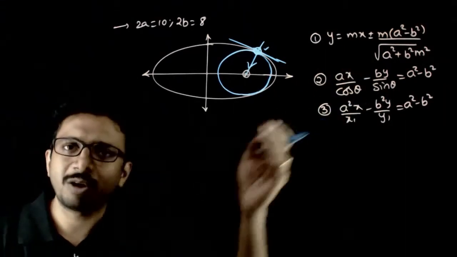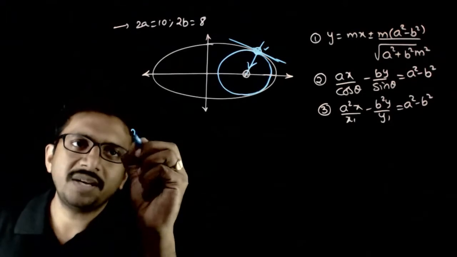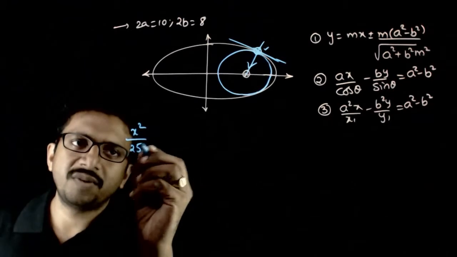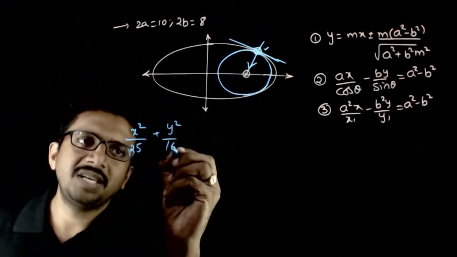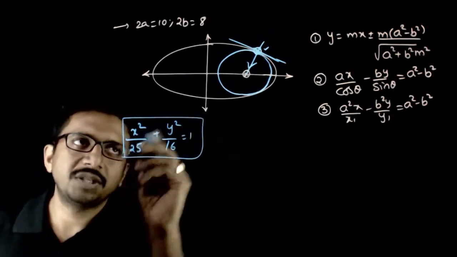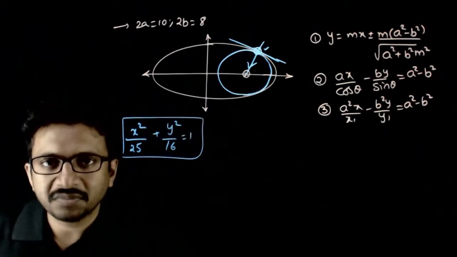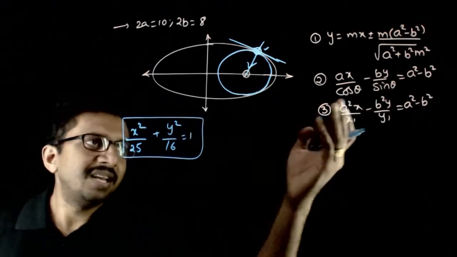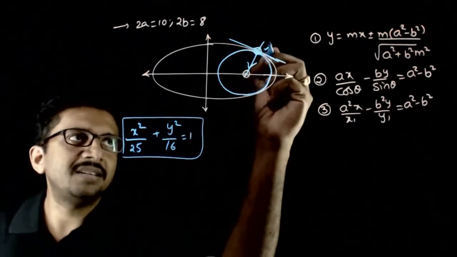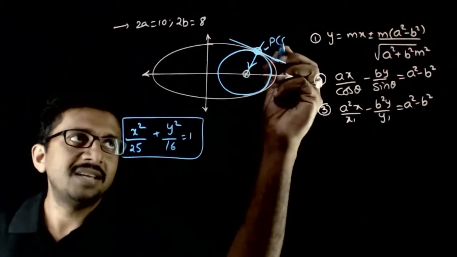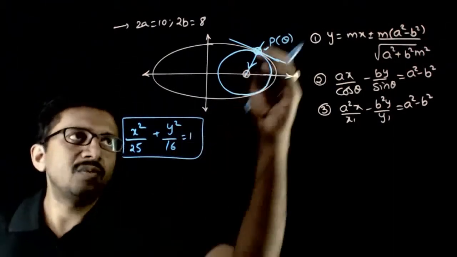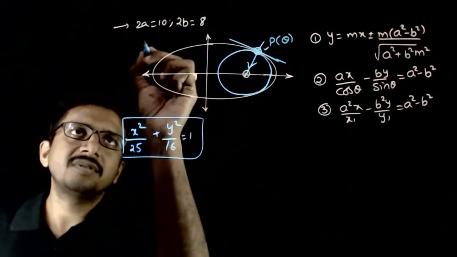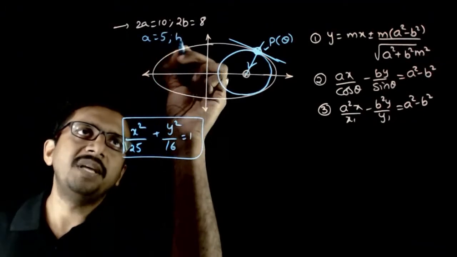These are the different forms of normals to the ellipse x square by a square plus y square by b square equals 1. So a is equal to 5 and b is equal to 4. So x square by 25 plus y square by 16 is equal to 1. This will be the equation of the ellipse. Now the more convenient form is the parametric form, so let us say that this point has eccentric angle theta. So what is the normal at this point? The normal is ax by cos theta minus by by sin theta, where a is equal to 5 and b is equal to 4.